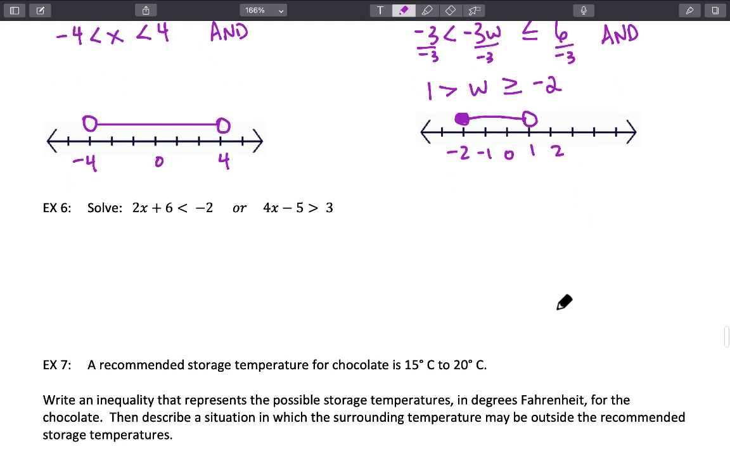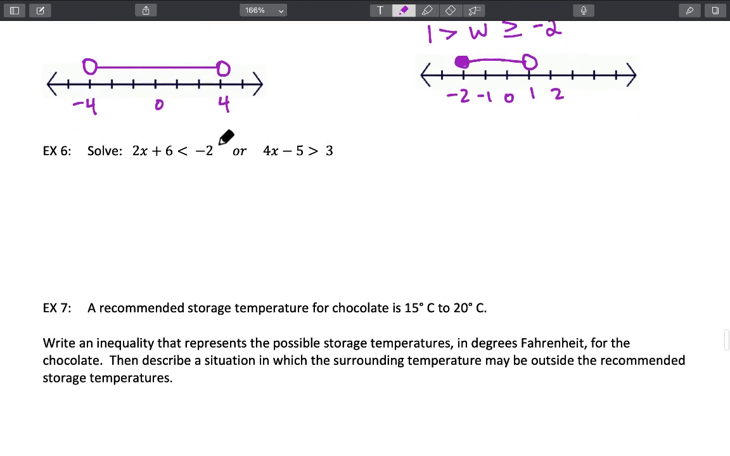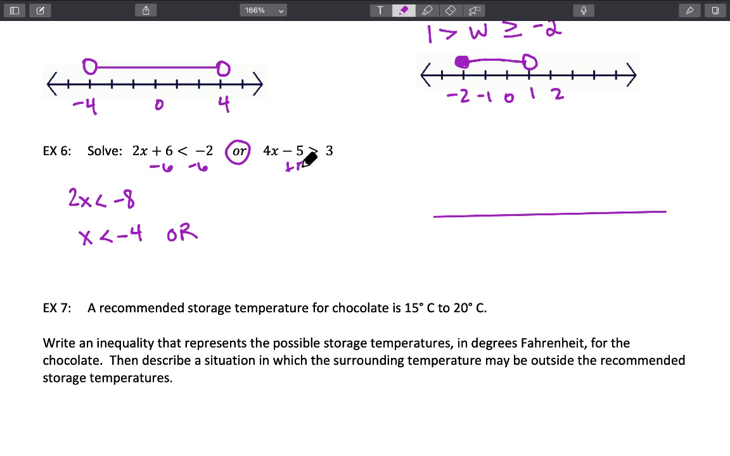All right, we've got another example here, and here's where we're going to solve a double inequality with the "or" statement. So again, you're just going to solve both of these inequalities and graph both of those solutions on a number line. Let's start off by subtracting 6. That gives me 2x is less than negative 8. Divide by 2, and x is less than negative 4. Or, now we're going to add 5 to both sides. We get 4x is greater than 8. Divide by 4, and x is greater than 2.